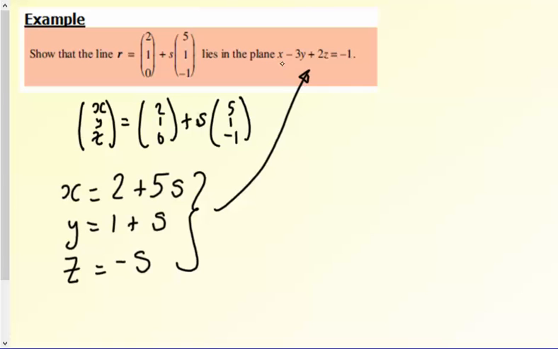In other words, if we take the x coordinate and 3 lots of the y coordinate, subtract that, and add 2 lots of the z coordinate, we should get minus 1. If we don't get minus 1, it doesn't lie in the plane. So let's try that. x minus 3y plus 2z is what we're trying to find. So here we've got 2 plus 5s.